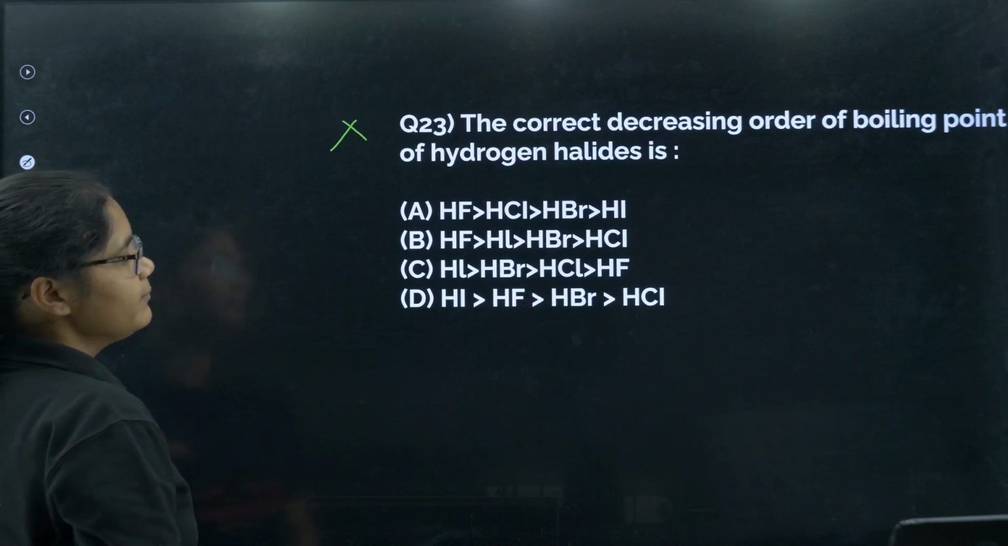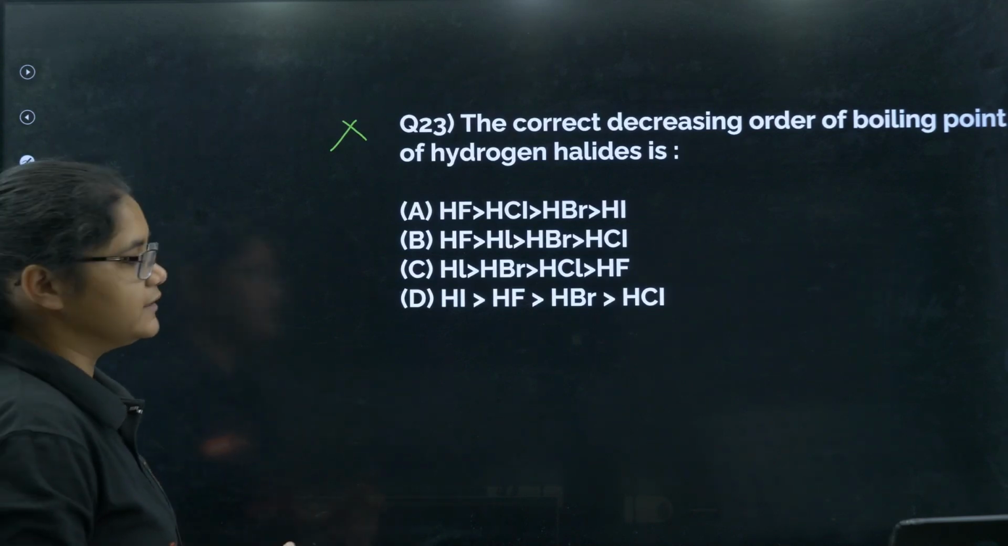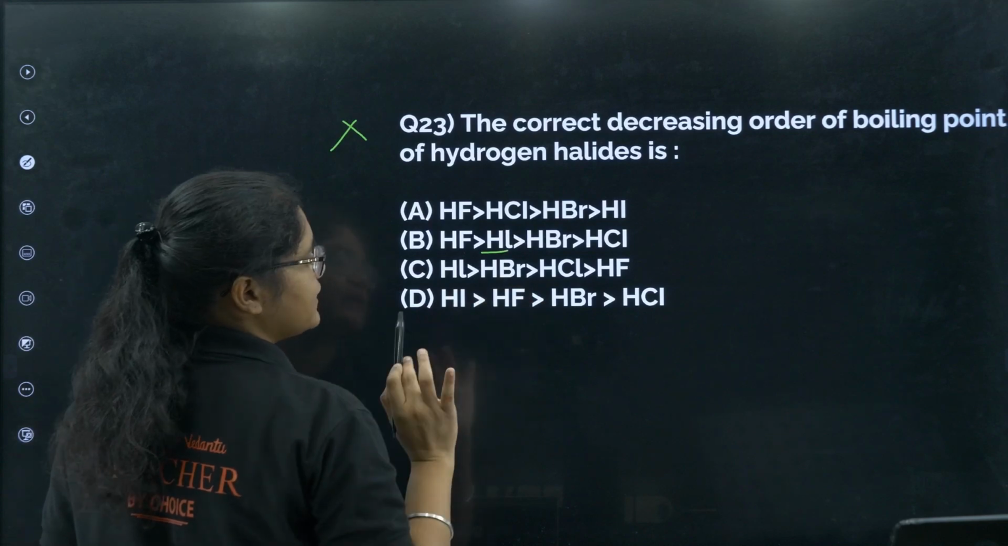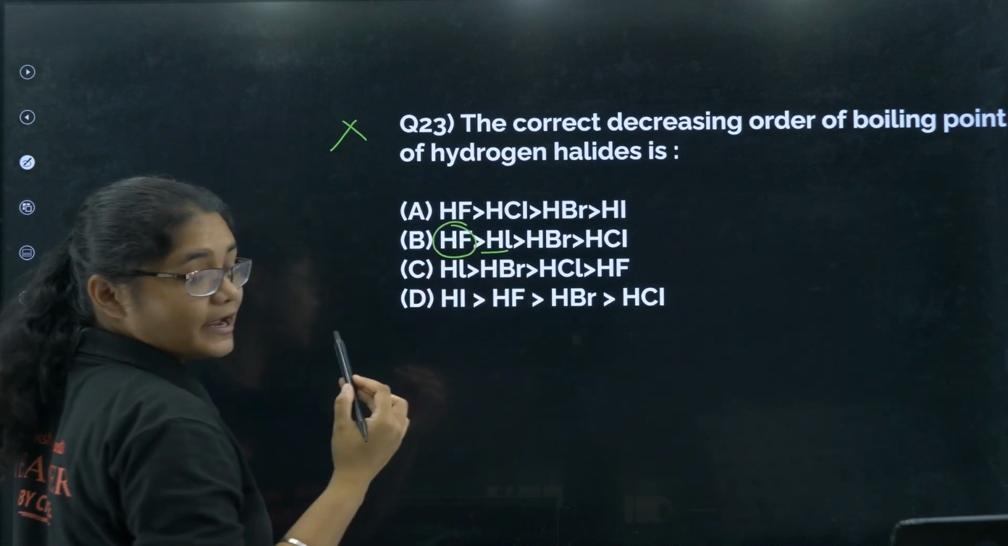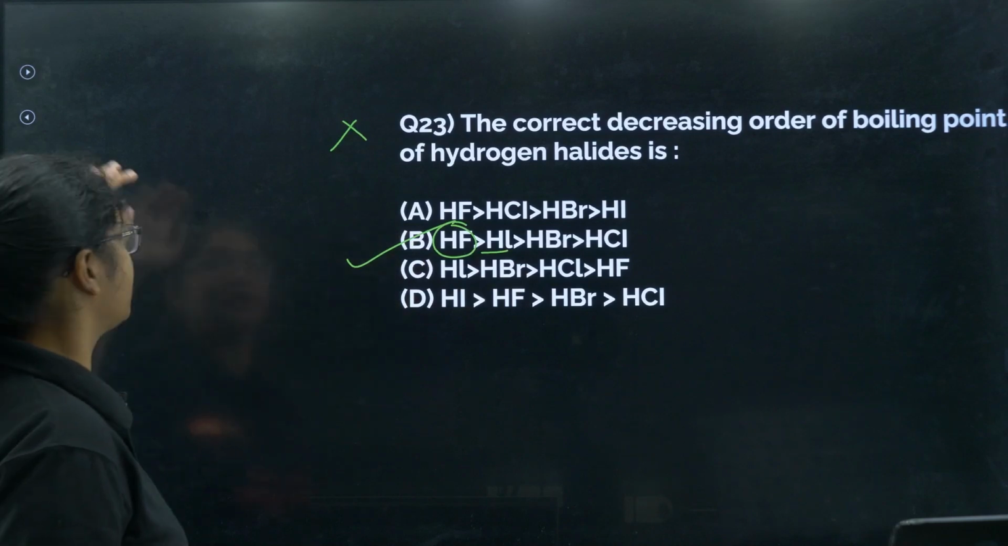the answer very easily. That is, when the mass increases, the boiling point increases, right? So HI should have the highest boiling point, but in HF there is hydrogen bonding, so that is why its boiling point increases more than HI.